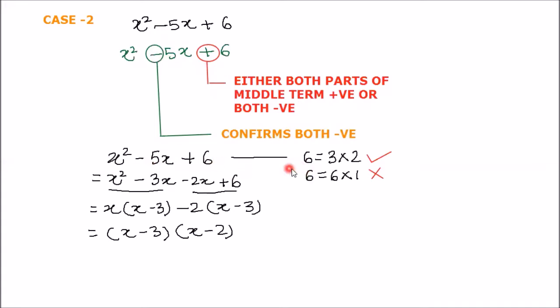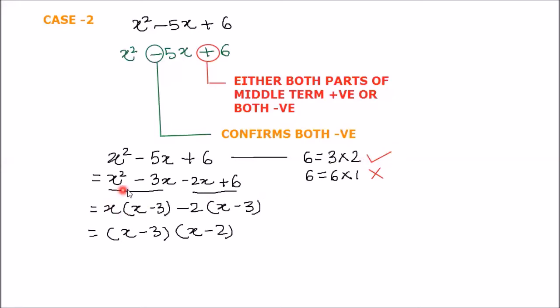Now children, 6 can be factorized in two ways. It is 3 into 2 or it is 6 into 1. Since both the parts will have negative signs, if you give minus 6 and minus 1, it will become minus 7. So that means this is wrong. And if you give both the parts negative sign, minus 3 and minus 2, you will get the desired number, that is minus 5. So this confirms that these are the most suitable factors.